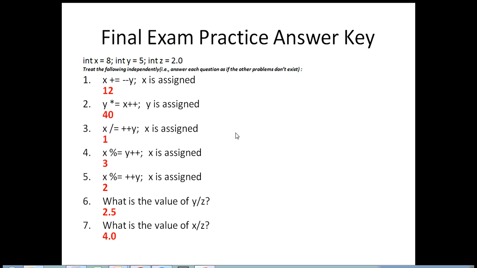So here's the answers. If you don't know why the answers are the way they are, then that's where you need to phone a friend or email me with a question, and I'll be happy to answer your question. Check your notes out, see if you can figure out what's happening first.